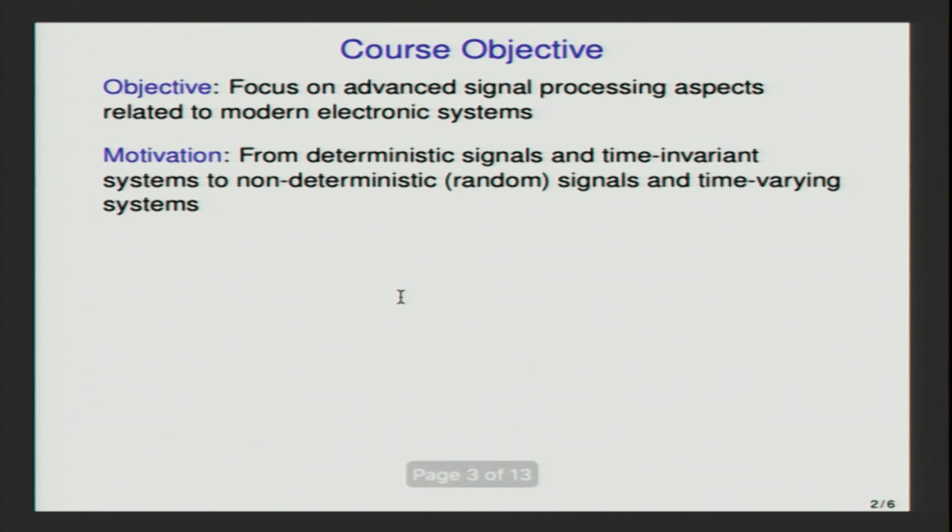With that objective, the motivation for having this module on adaptive signal processing is to move from deterministic signals and time invariant systems, which you had done in the previous courses, to non-deterministic or so-called random signals and time varying systems. So we will see what is involved when we want to handle non-deterministic signals as well as time varying systems. The way we look at this is by covering these topics, which are outlined here.